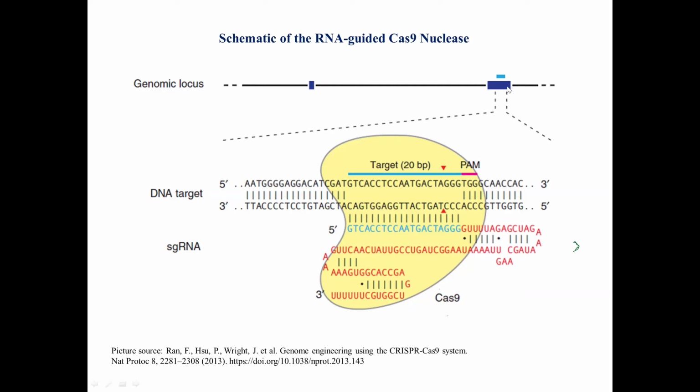Suppose I want to knock out a gene. Is there any breast cancer causing gene? Do you know any gene which causes breast cancer? Oncogene. BRCA? Yeah, okay, BRCA. So suppose you want to knock out BRCA. So what do you do?